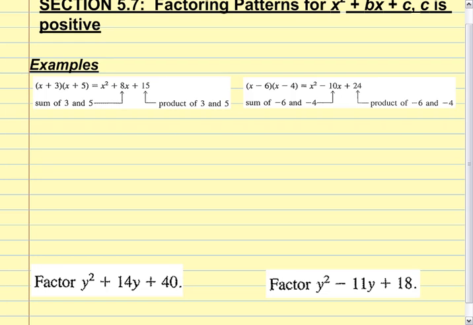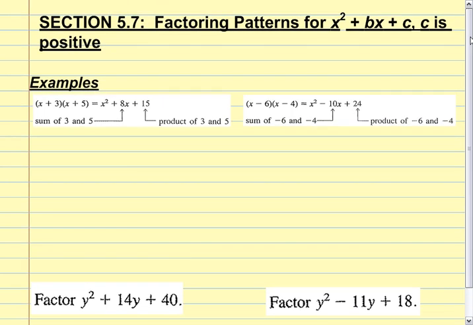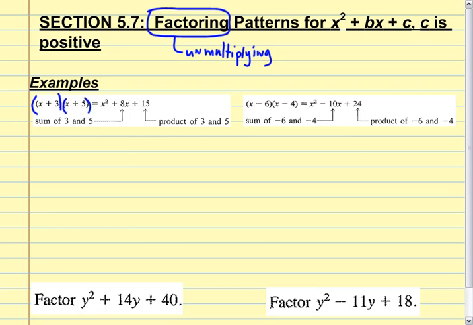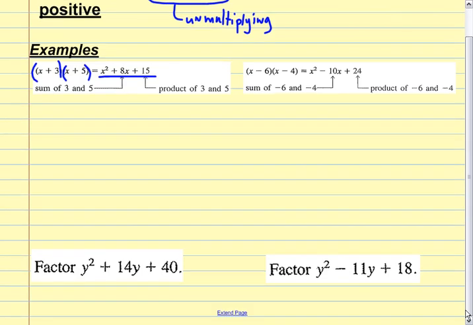Okay, section 5.7, factoring patterns for x squared plus bx plus c when c is positive. Okay, folks, factoring, unmultiplying. We go from two binomials and we get a trinomial. When we factor, we're trying to go from this trinomial back to two binomials. We'll look at those in just a second.